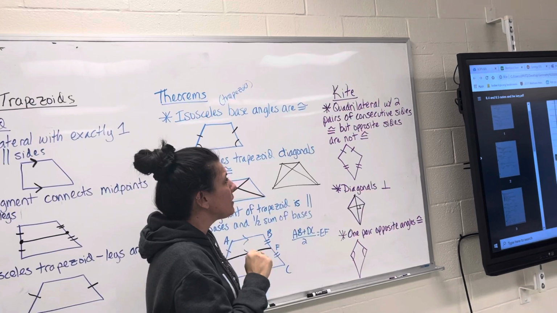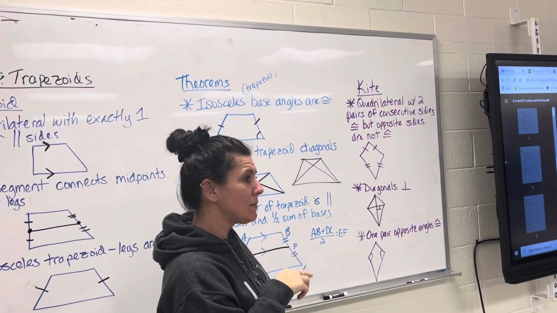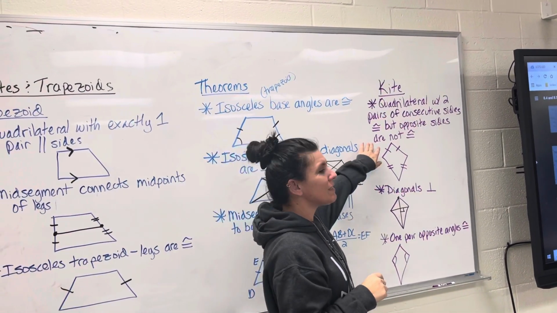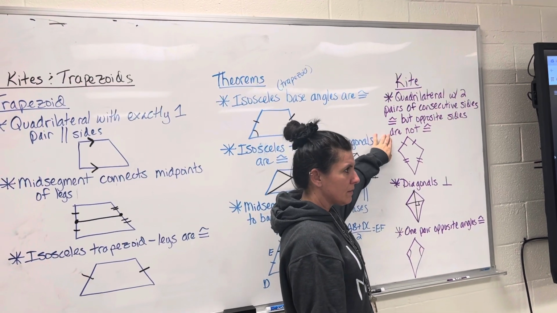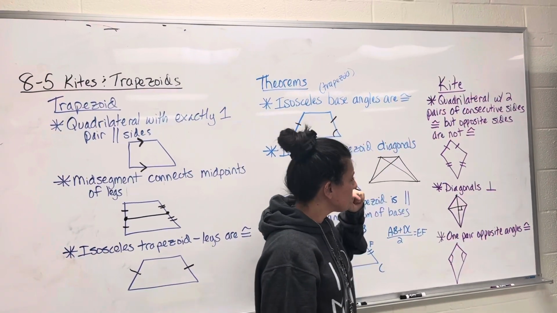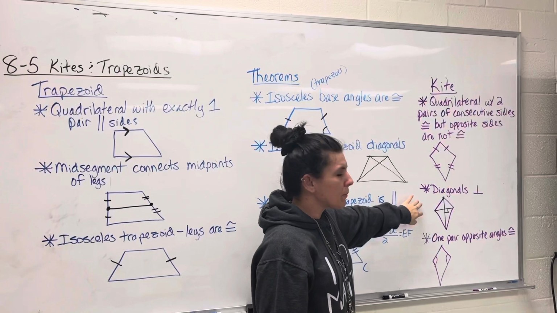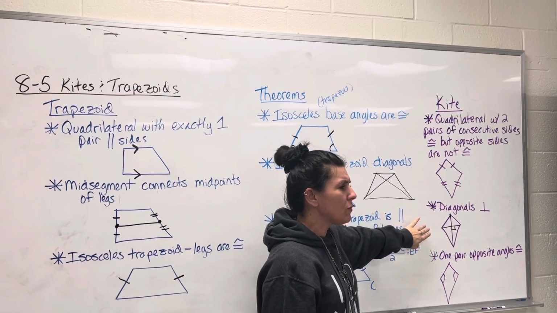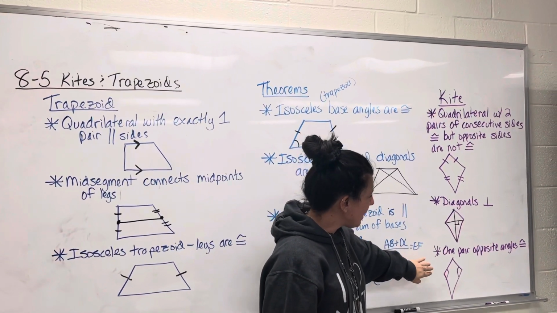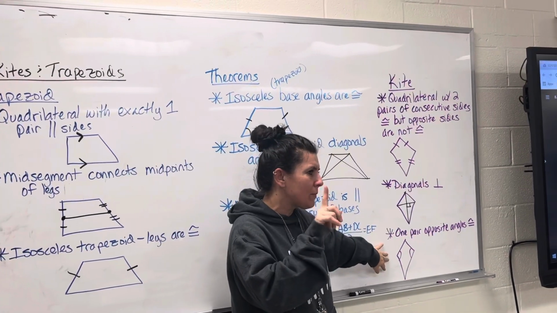That's much more specific than what we've looked at before where opposite sides are congruent. This is saying opposite sides are not congruent. So that's what makes it look like a kite. A kite has diagonals perpendicular. This is one of the few that's the case for. And it has exactly one pair of opposite angles.